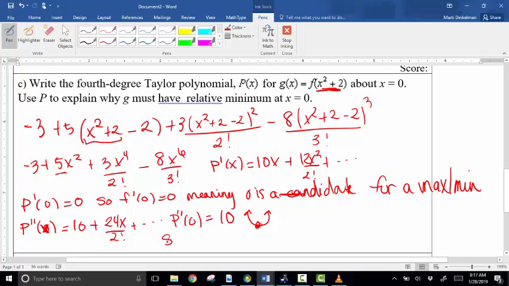So I would say, maybe this is our explanation. P prime of 0 equals 0, maybe I should call it f, and f double prime of 0, and maybe I should make that distinction that these are equal. f double prime of 0 equals p double prime of 0. Because f double prime of 0 is positive, there is a minimum.